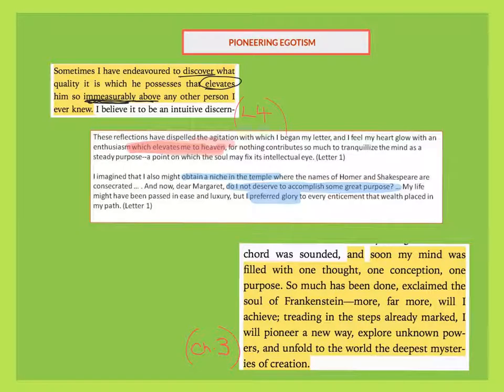Similarly, in letter 1, Robert Walton again says he feels his heart glow, just starting to introduce the idea of heat and light motifs again, Galvani and Prometheus and all these kinds of ideas. I feel my heart glow with an enthusiasm which elevates me to heaven. So there's your deity or your deifying of those pioneers again.